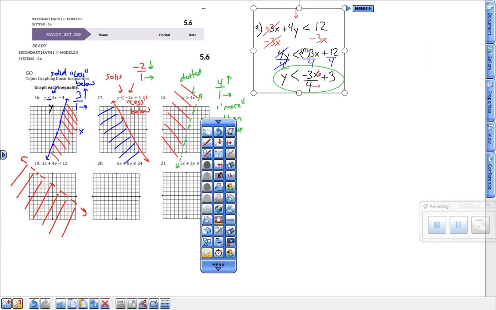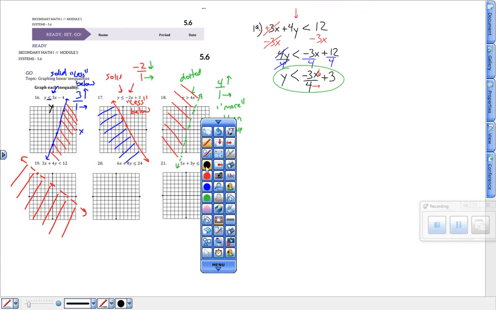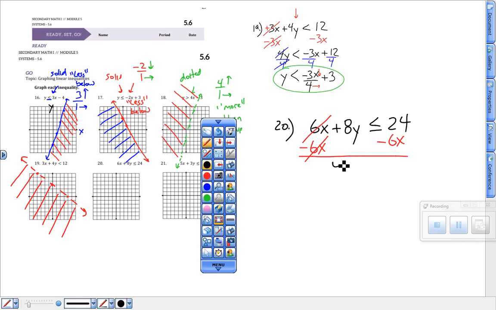If I had to solve number 20 for y, here I go. 6x plus 8y is less than or equal to 24. First step, get rid of that x. If it's plus 6x, subtract it. That would have been negative 6x, I would have added it. Bring the 8y down. Inequality down. Don't subtract 6 from 24.